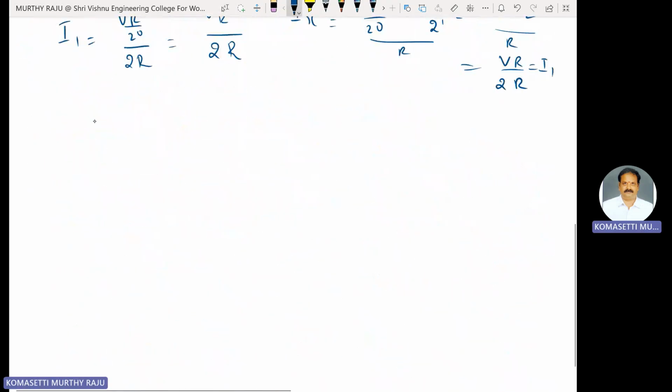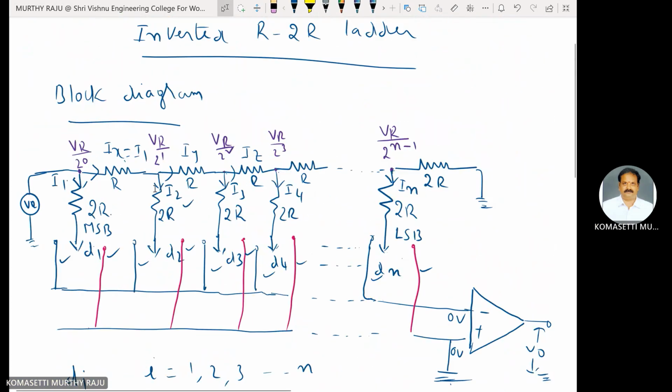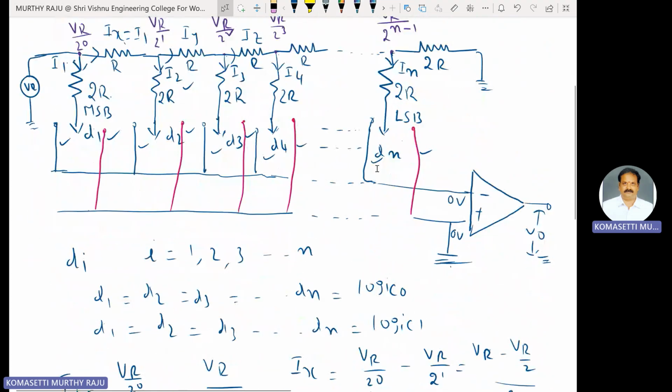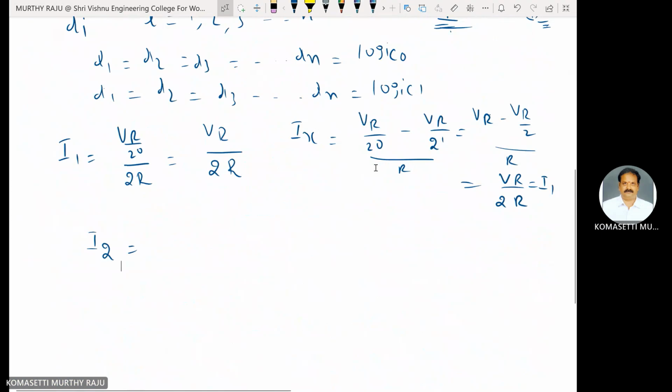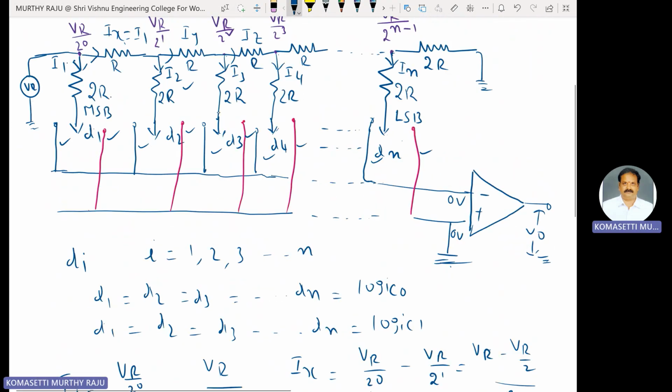Now find out I2. I2 is equal to the node voltage here, VR by 2 power 1, that is VR by 2, divided by 2R. That is equal to VR by 2R, by 2. VR by 2R is I1, so I2 is equal to I1 by 2.